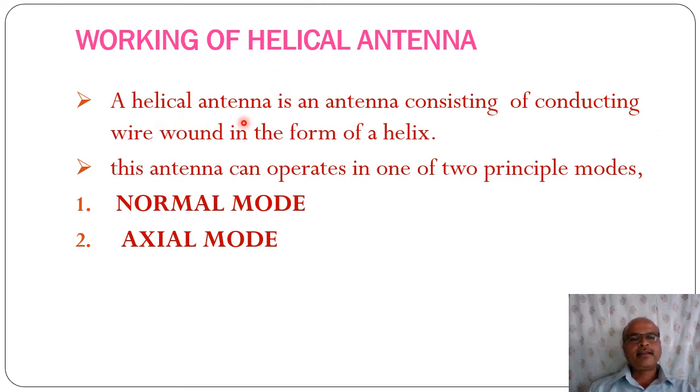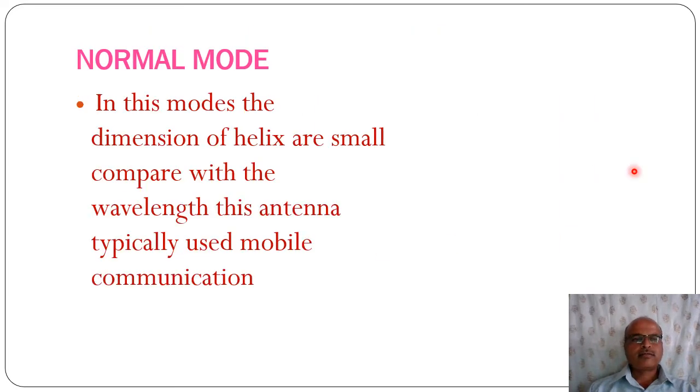Working of the helical antenna: a helical antenna consists of conducting wire wound in the form of a helix. This antenna can operate in one of two principal modes, either normal mode or axial mode. So what is normal mode? In this mode, the dimensions of the helix are small compared with the wavelength. This antenna is typically used for mobile communication. So this is the normal mode of the helical antenna.